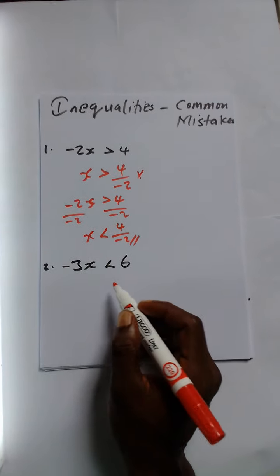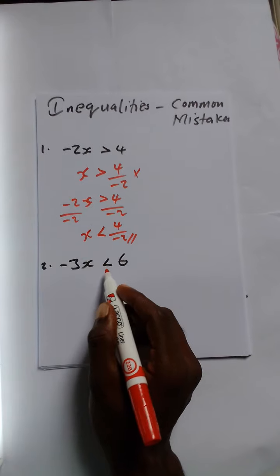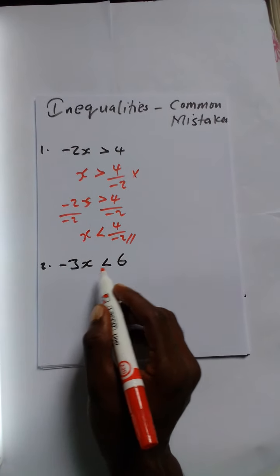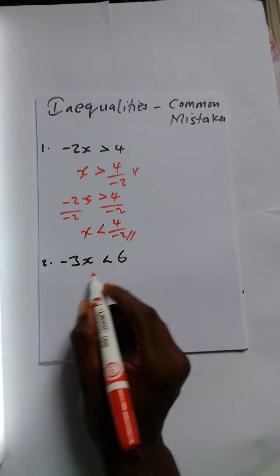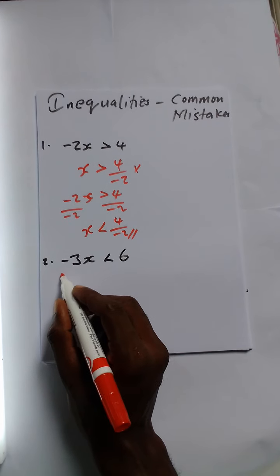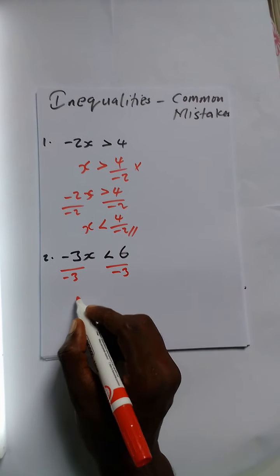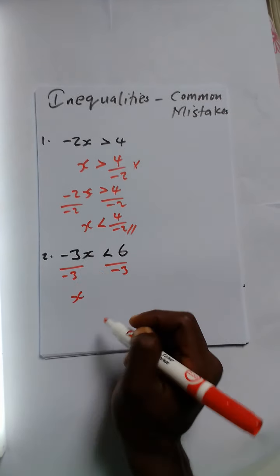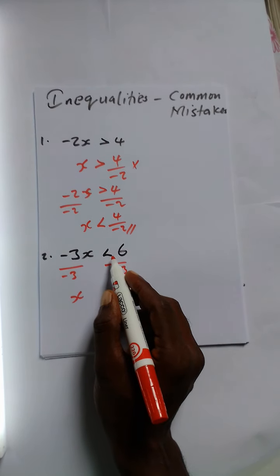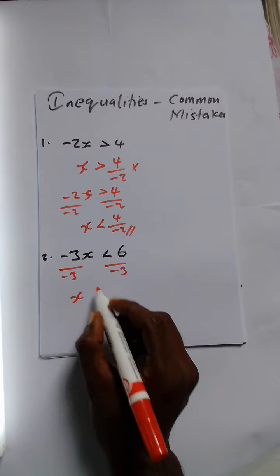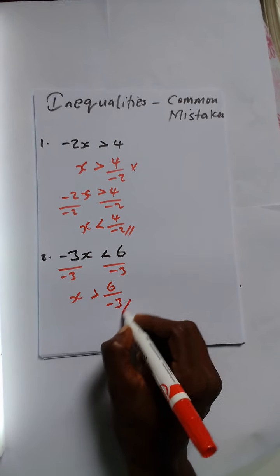Going further to the second question, if it was an equation, we would have an equal to sign here. We just divide both sides by 3 and x will be equal to 6 upon minus 3. But this is an inequality. So the best way to do this again, you will divide both sides by minus 3. Going further, you will now have x, because this will cancel this. Instead of less than, it now becomes greater than. x is greater than 6 all upon minus 3.